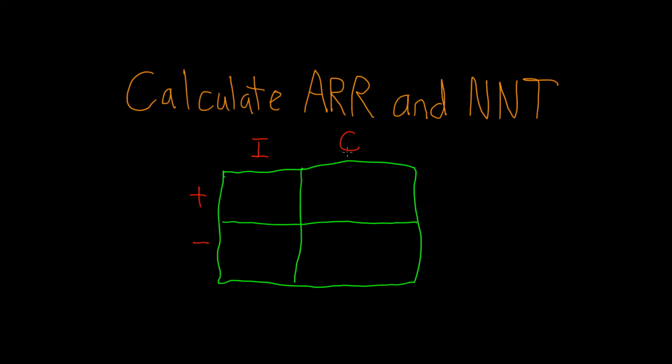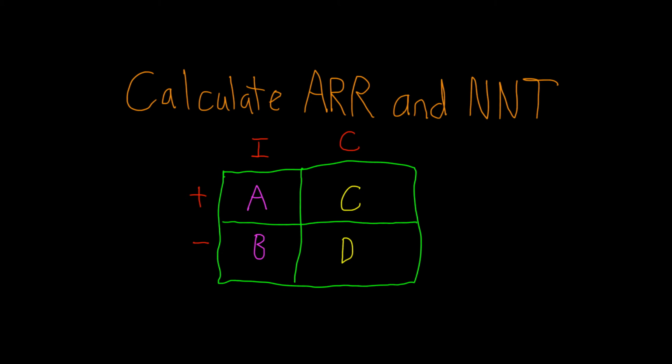Now let's go ahead and label our cells. So in the intervention group, we're going to have cell A and cell B. And cell A is those that get the outcome, and cell B is those that don't get the outcome. The same goes for our control group. We'll have cells C and D, which mean the same thing as in the intervention group.